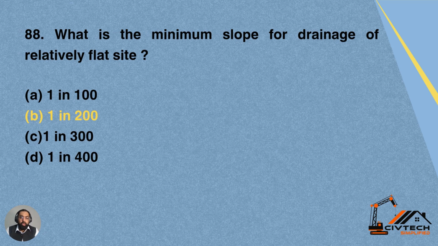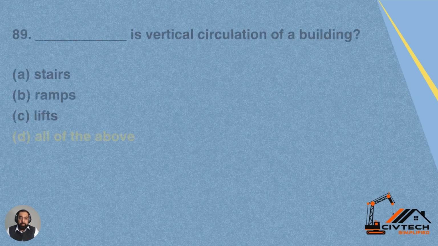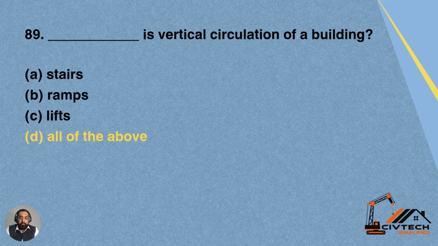Then we have question number 88. What is the minimum slope for drainage of a relatively flat site? Number A, 1 in 100, B, 1 in 200, C, 1 in 300, D, 1 in 400. So option B is correct, which is 1 in 200. So the minimum slope for natural drainage of a relatively flat site should be at least 1 in 200, or you can say 2%.